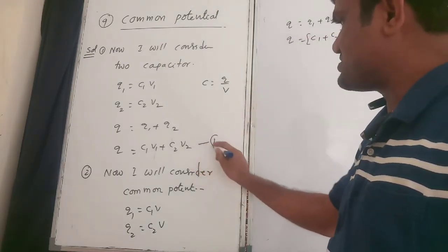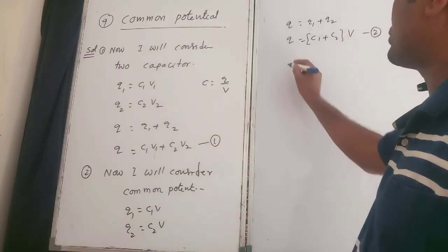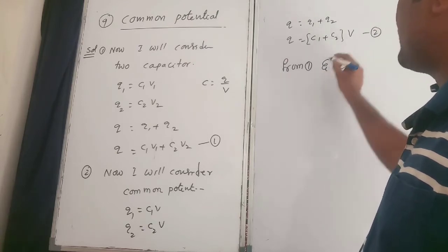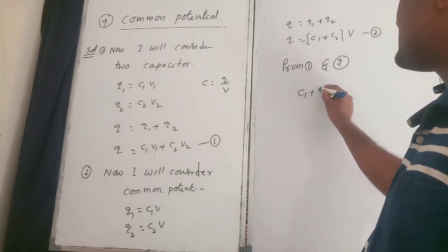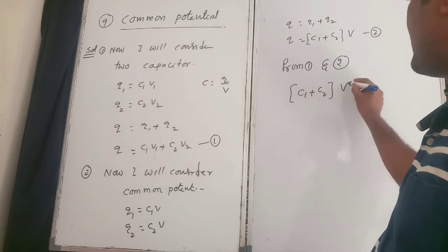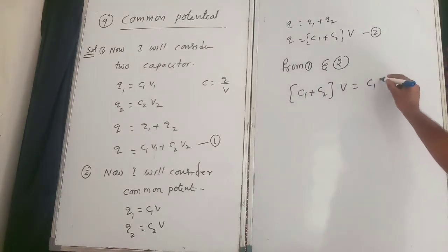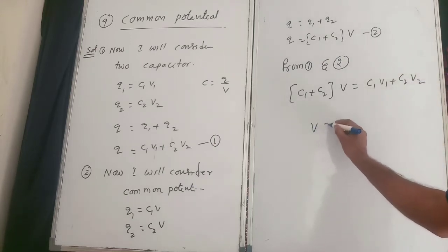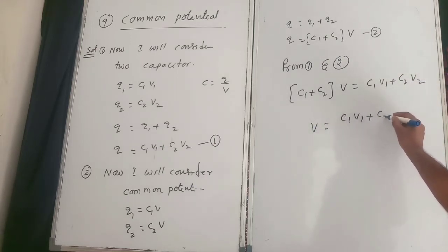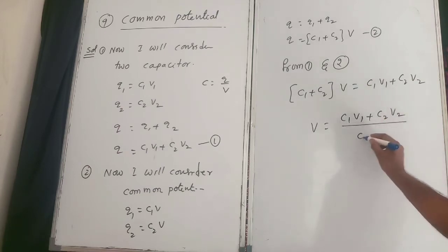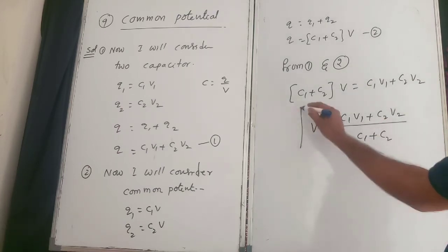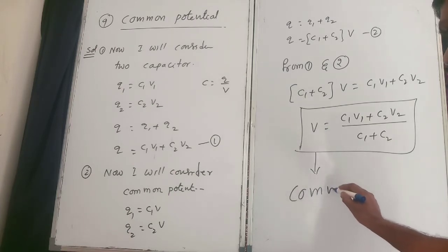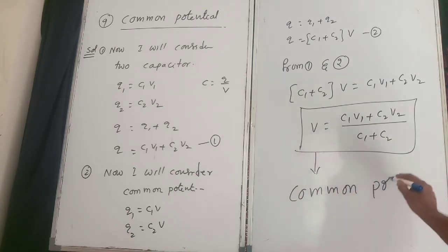So this is equation number 1, this is equation number 2. So from 1 and 2, what can we write? (C1 plus C2) V is equal to C1 V1 plus C2 V2. Therefore, V is equal to (C1 V1 plus C2 V2) divided by (C1 plus C2). This is the common potential. Very important formula. Common potential.